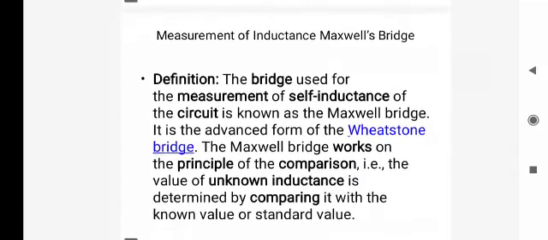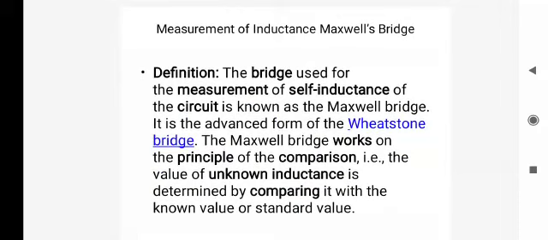Next is the measurement of inductance: Maxwell bridge. With the help of the Maxwell bridge, we can find the values of inductors. The bridge used for the measurement of self-inductance of a circuit is known as the Maxwell bridge.